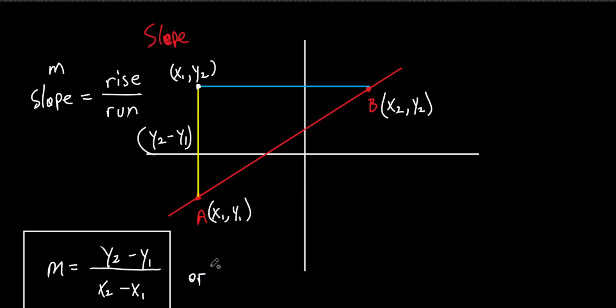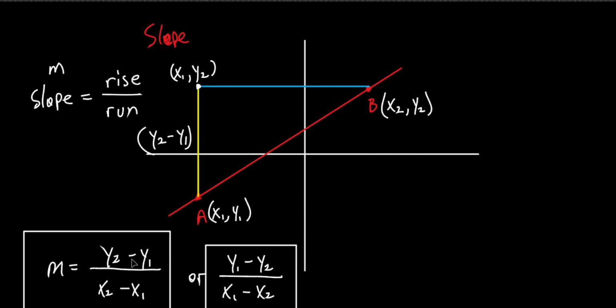Now, it doesn't matter what order you subtract them in, as long as, listen to what I'm saying, you could go y2 minus y1, or you could go y1 minus y2, as long as you go in the same order with the x. All right, so I put an or right here, so I could write it y1 minus y2, but what's the bottom going to have to be? x1 minus x2, okay? So either one of those is going to give you the same exact answer.